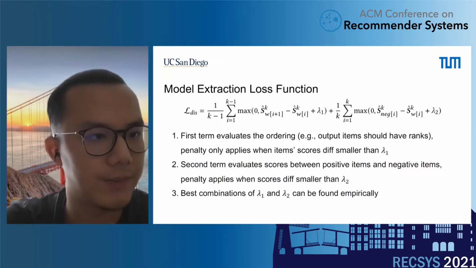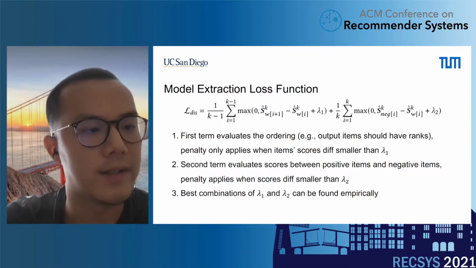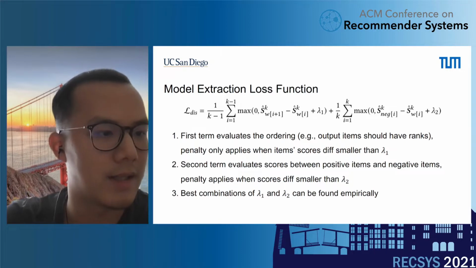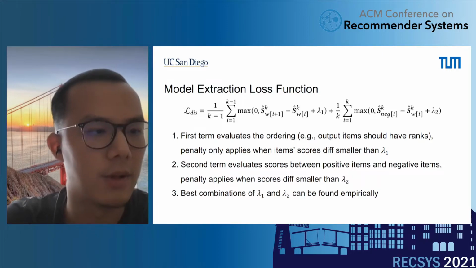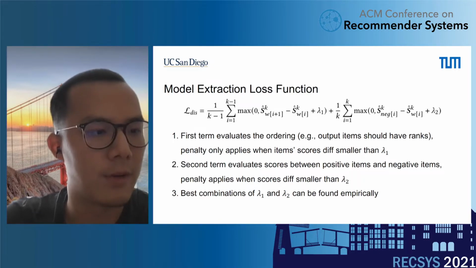To compute the loss, we designed an objective function which measures both the recall and the ranking performance of the white box model. In this formula, S_W represents the scores of the white box output, but only the same items in the black box ranked list and in the same ordering. And S_negative refers to the negative items, which are simply items that are not in the recommended ranked list. Both terms are margin ranking losses with different margins.